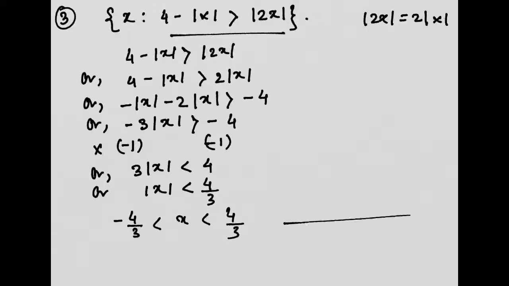So on the number line, if this is 0, then this is 4 by 3 positive and this is -4 by 3, and as there is no equal sign, I use hollow circles, and my solution set lies in between these. Take one more example.